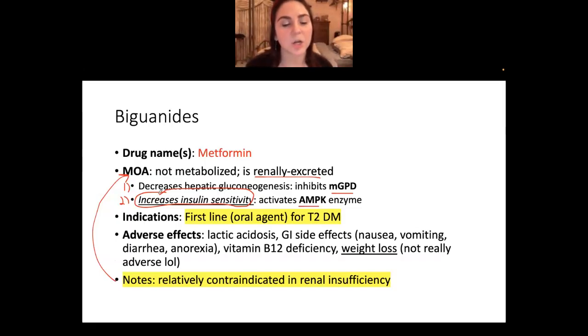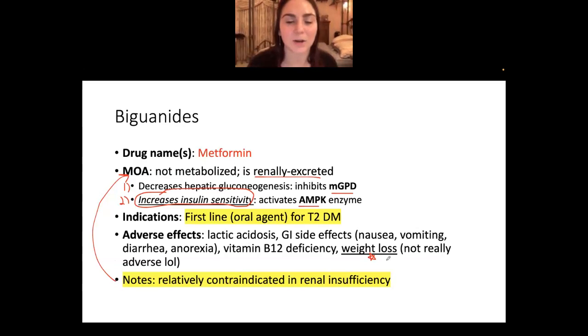Your adverse effects: there are a lot of weird ones with metformin. For example, lactic acidosis can happen. You have a lot of GI side effects with metformin. You can get a vitamin B12 deficiency, as well as weight loss, which a lot of the time is not adverse. Whenever there's a side effect that's not adverse, I underlined it just to remind you this is probably desired.